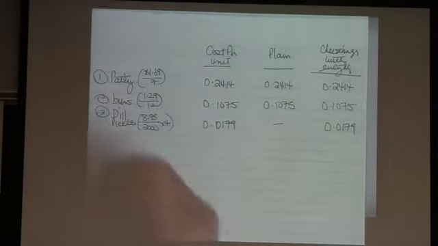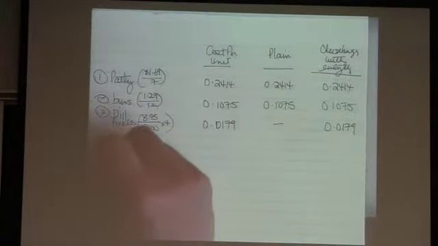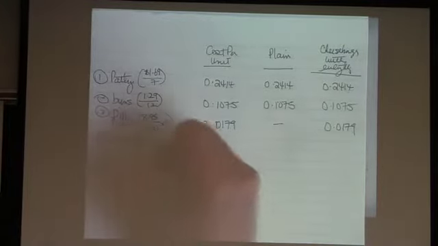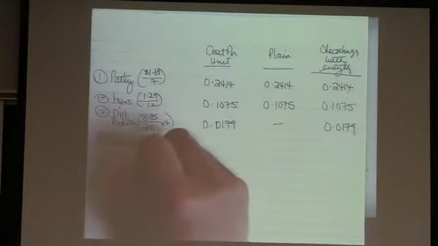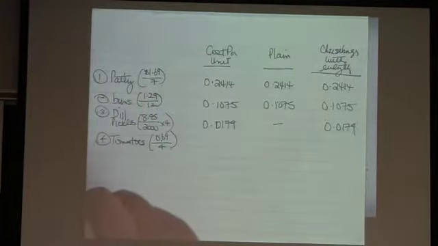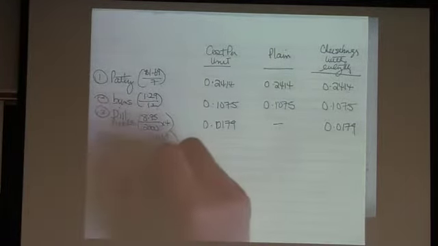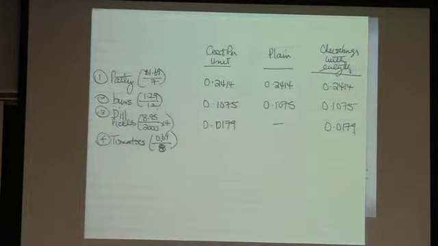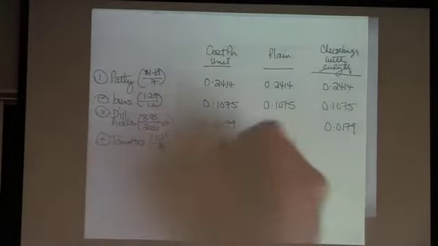Okay? Number 4, tomatoes. And tomatoes is 69 cents divided by 4 slices per tomato. Actually, it's 8 slices, sorry. And that is 8 cents.